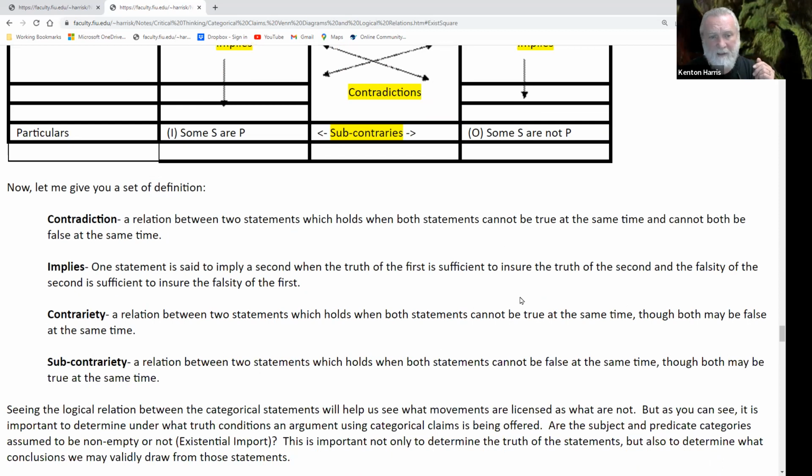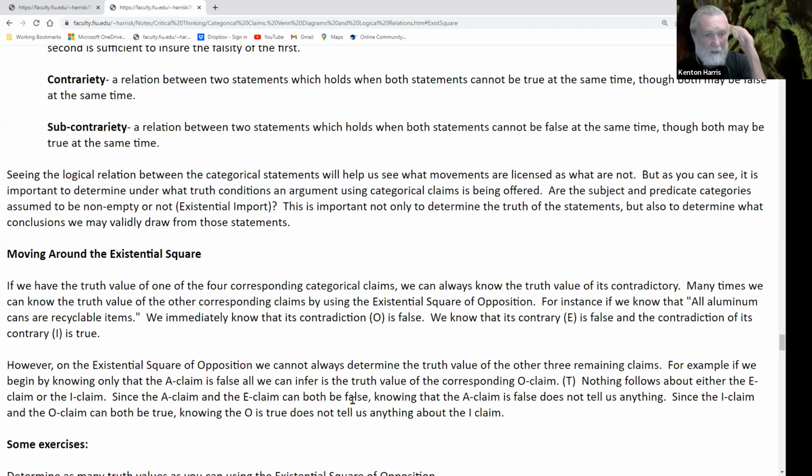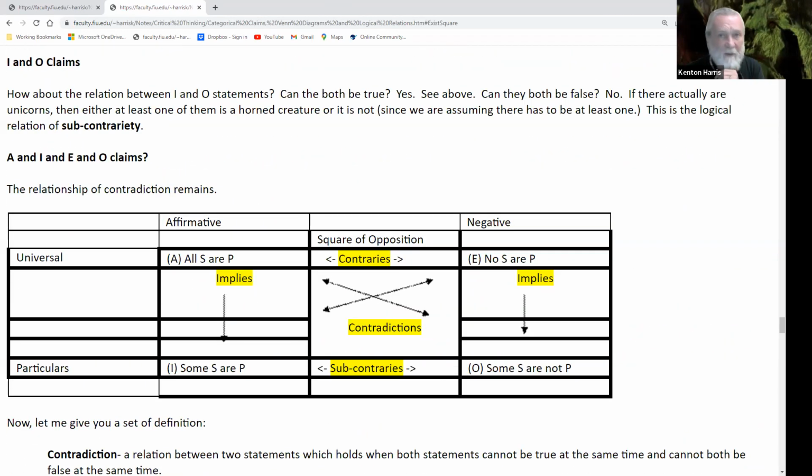And so I lay it out there in the notes, and you can review that. But notice it's easier to move around the hypothetical square because there's lots more roads, right? So let's say I know that the A claim is true. Well, then I know that the I claim is true. I know that the E claim is false, and I know that the O claim is false. I know what all the other values are if I know the A claim is true.